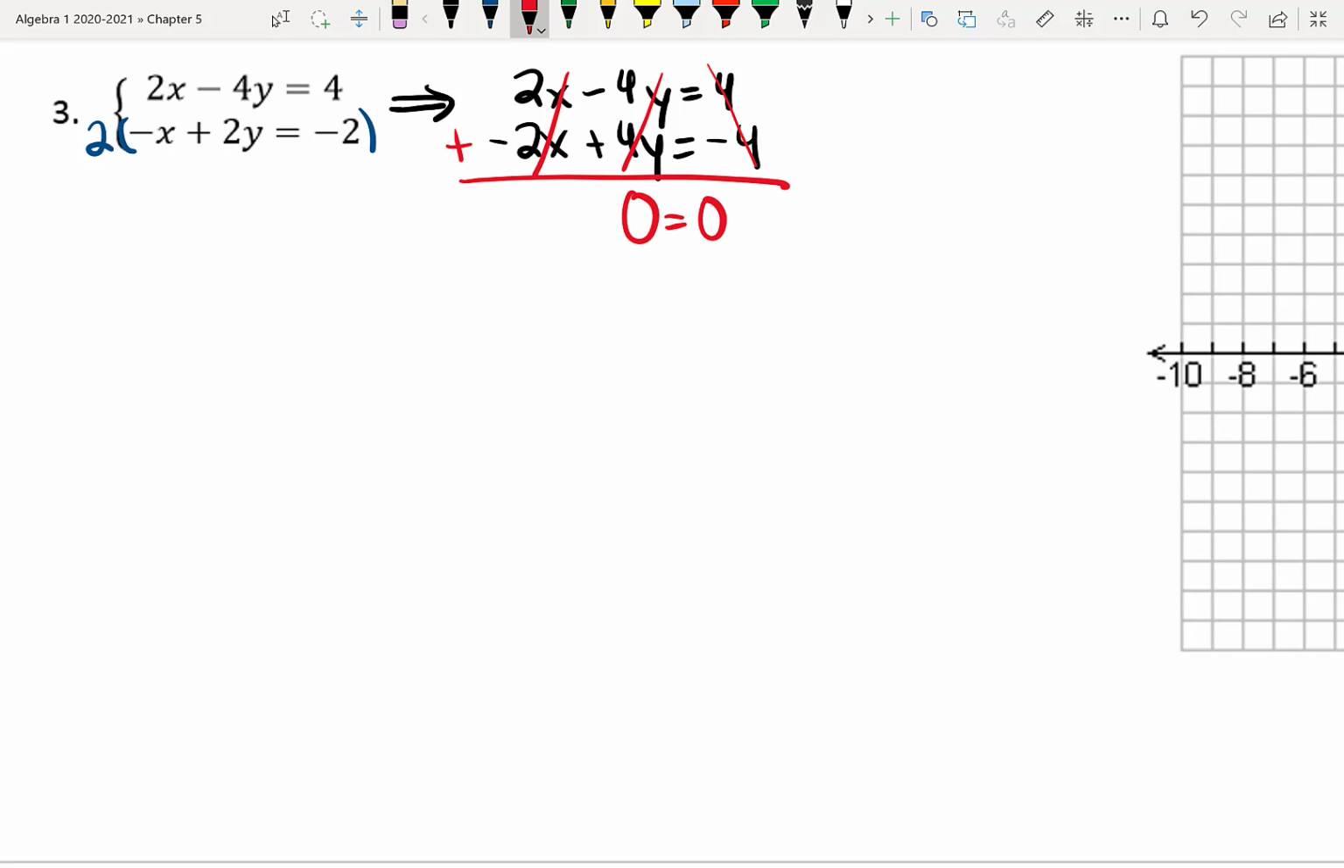I mean, technically on the left side there, we have 0x plus 0y equals 0, but then it just, 0 equals 0. Which, again, is always true, right? There's no possible thing we could plug in there that would make 0 not equal to 0. So this, instead of no solution, we would call this infinitely many solutions.